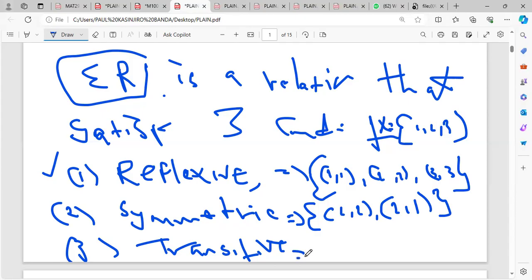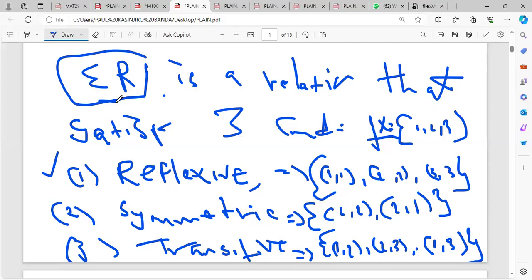And then transitive means that if I have 1 related to 2, and then 2 related to 3, then it means that 1 is related to 3. You can see that, okay? This is transitivity in simpler terms. If 1 is related to 2, and this 2 is related to 3, it means this 1 is related to that 3. If it satisfies these three properties, then it is an equivalence relation.